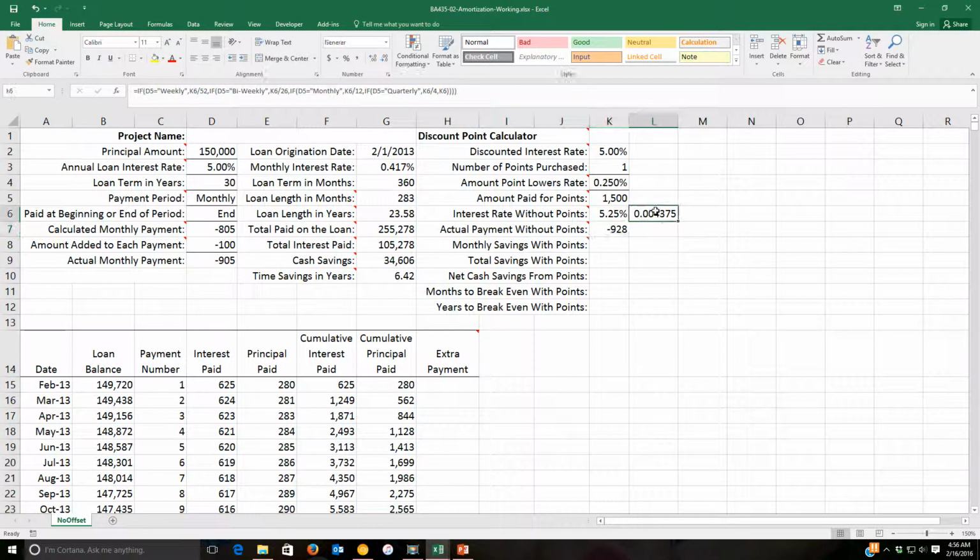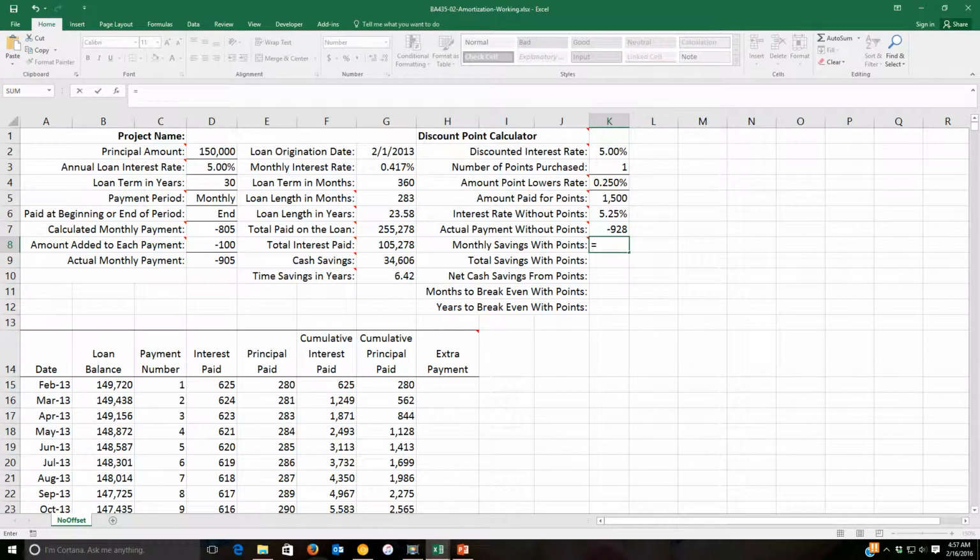And now that we have that, we'll go ahead and just delete this. We don't need this any longer. Monthly savings with points. We'll take the value in cell D9, which represents the actual monthly payment that we make, and we'll subtract from that our new monthly payment in K7, and that will show us that with points we're going to save $23 a month in payment.